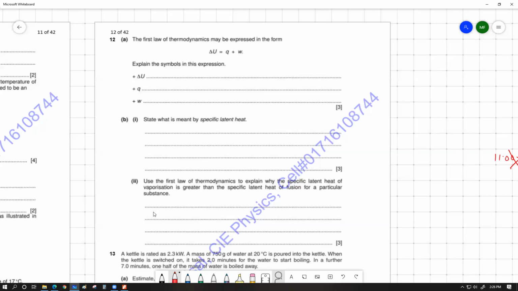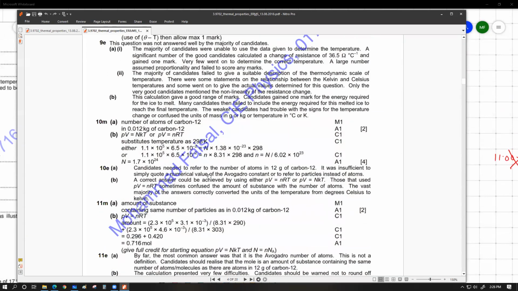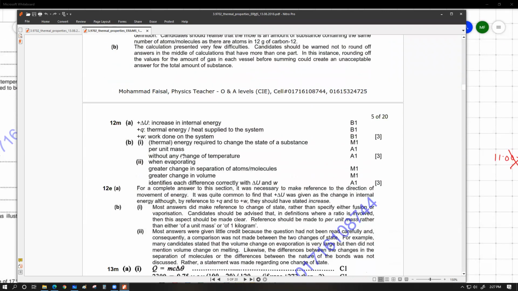Still, because it's a 3-mark question, I'm going to have a look at the mark scheme and find out what the mark scheme has to tell us. Number 12, it says that thermal energy required to change the state of a substance per unit mass. So energy required per unit mass, এইটুকু হচ্ছে 1 mark. Without any change of temperature, which is the precondition, is the 3rd mark.